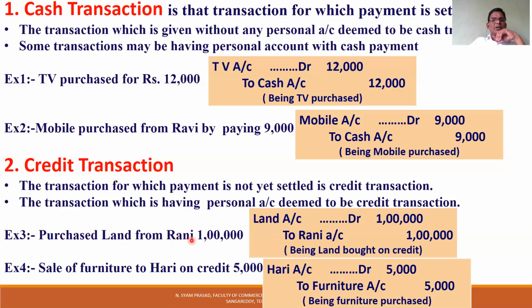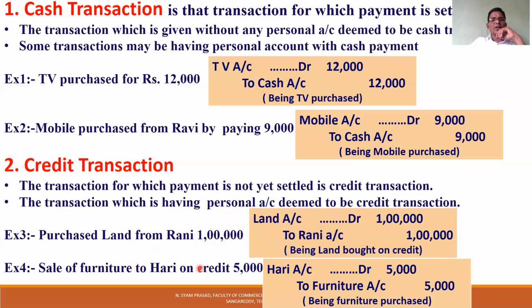So when we purchase land from Rani, what are the two accounts involved? One is land account, and the second is Rani account. Land is a real account. When we purchase, obviously it is coming in. When land is coming in, land account is debited. What about Rani? Rani is the giver. Giver account is credited. So land account debit to Rani account, being land bought on credit from Rani. This is a credit transaction. A name is involved and nothing is mentioned about cash payment, so obviously it is called a credit transaction.